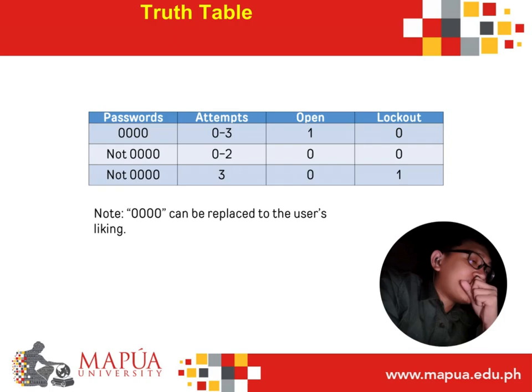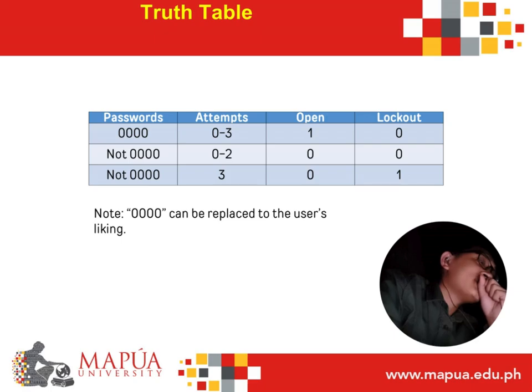For our truth table, we only have three states. The first state is when it's open, the second state is when it's not open but also not on lockout, and the third state is on lockout. So in order to get the open state, you have to enter the password 000 within the first three attempts.